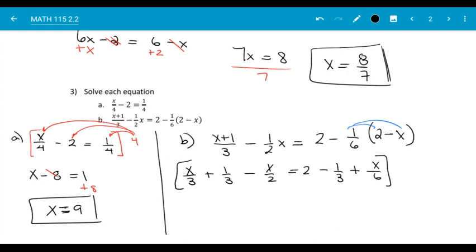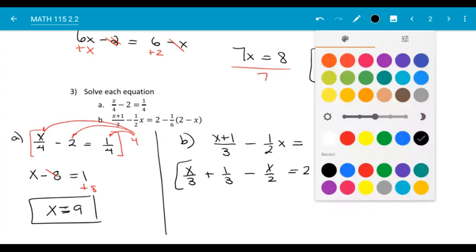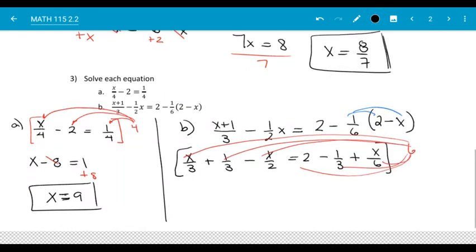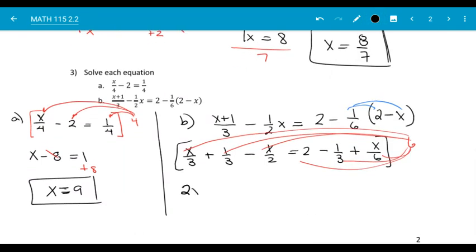And then my common denominator would be 6, right? I've got 2, 3, and 6. So my least common denominator would be 6. So I'm going to multiply everything in this problem by 6. So it's going 1, 2, 3, 4, 5, 6 places all together. So we'd have 2x plus 2 minus 3x equals 12 minus 2 plus x.